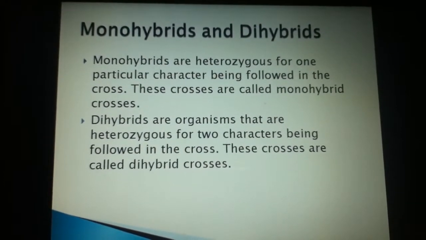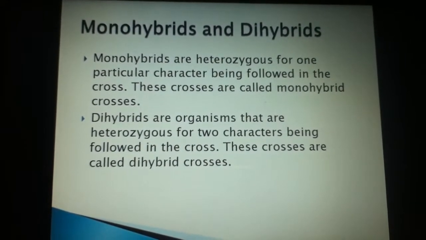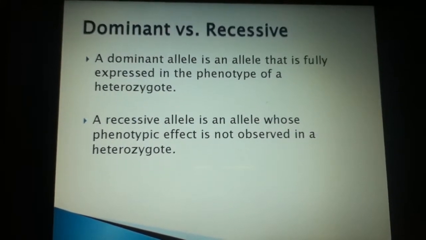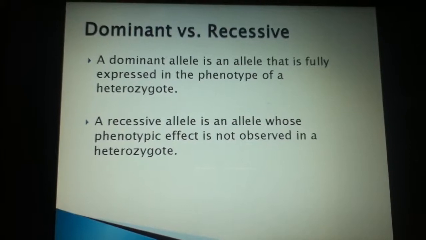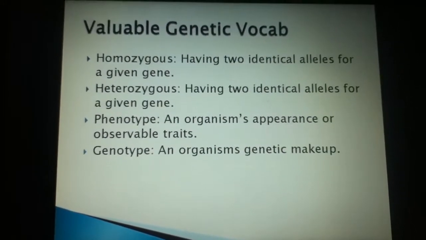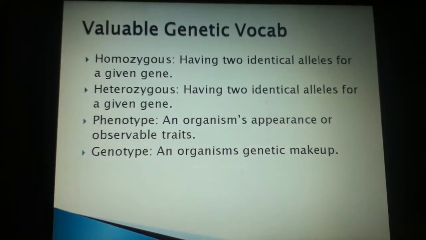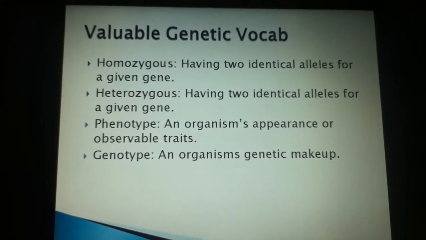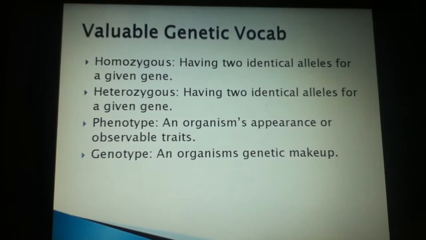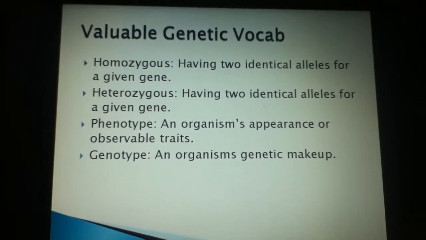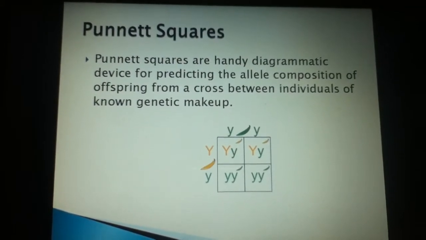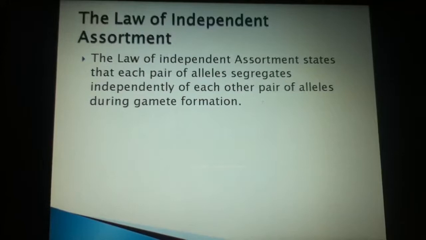Monohybrids are heterozygous for one particular character, and dihybrids are heterozygous for two characters. A dominant allele is fully expressed in the phenotype of a heterozygote, and a recessive allele is not. Homozygous is two identical alleles. Heterozygous is two different alleles. Phenotype is an appearance. Genotype is the genetic makeup. Punnett squares are diagrams that predict possible allele compositions of offspring.